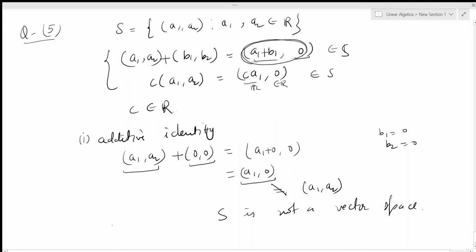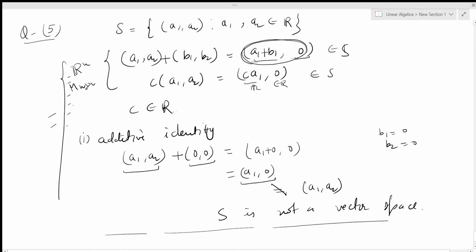So in this way you can do any example of vector space. You can do any type of question based on vector spaces. You can check and prove whether it is a vector space or not. These are the main examples of vector spaces, the standard examples: R^n, M_{m x n}, P_n plus 1. So these are the standard examples of vector spaces. So thank you guys.